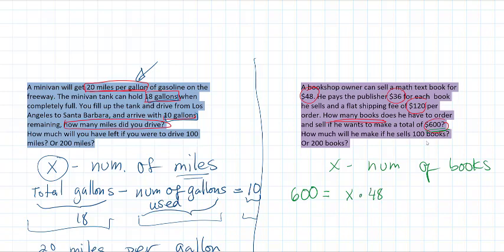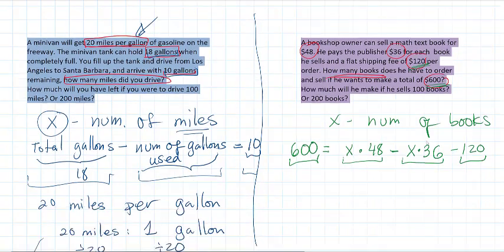Which is 48. But from that, we have to subtract the amount he paid the publisher. What does he pay the publisher? He paid the publisher $36 for each book, so that's x times 36. But he also paid the publisher $120 for shipping. So here we are with our equation. He would like to make 600. He will make that by selling x books, that's the number of books, but he also has to make sure that he takes into account what he's paid the publisher for the books.